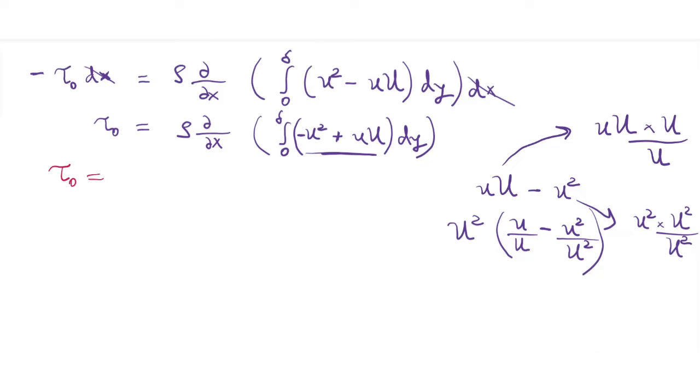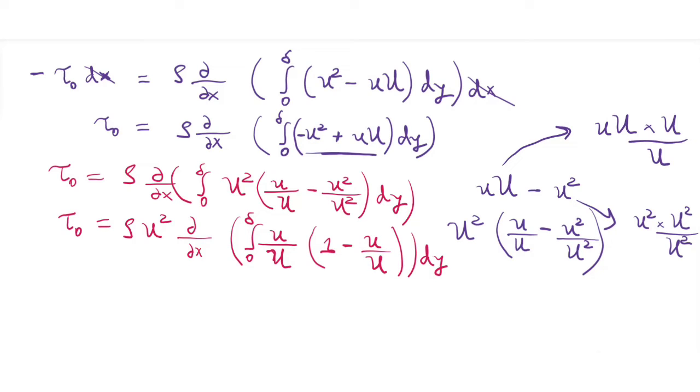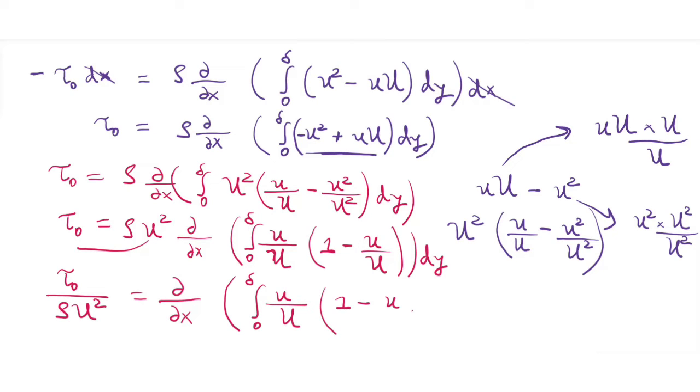So now the equation will become tau naught is equal to rho del by del x integration 0 to delta capital U square taken as common, u upon capital U minus u square upon capital U square, into dy. Now I can also bring this capital U square out of the bracket. So it will be rho U square del by del x integration 0 to delta u by U into, we will be left with, 1 minus u by U dy. Now we had already derived the equation for momentum thickness, which was integration 0 to delta u by U, 1 minus u by U dy.